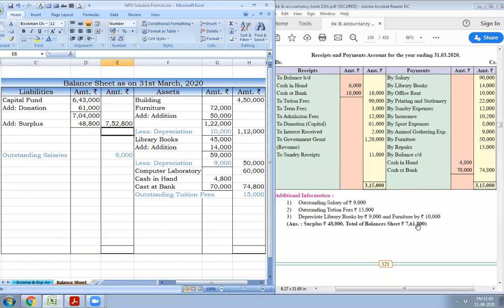Again, in the question, the balance sheet total is given 7,61,800, which is our total. Let us check the asset side total. Asset side total is also 7,61,800. This is correctly recorded in the textbook. You have to make correction over here. It should be 48,800.